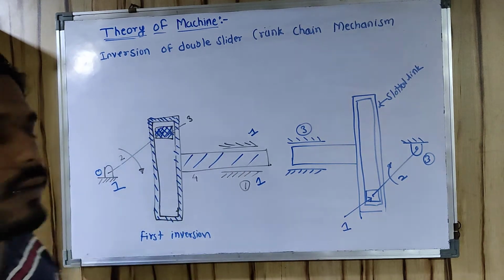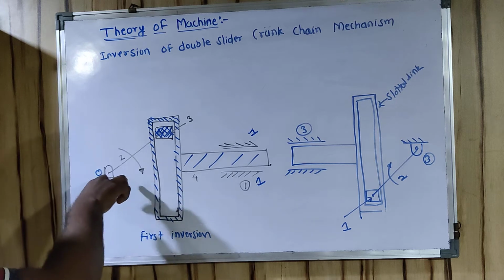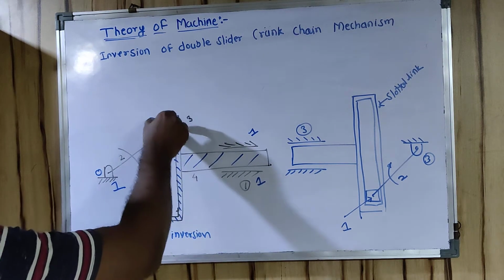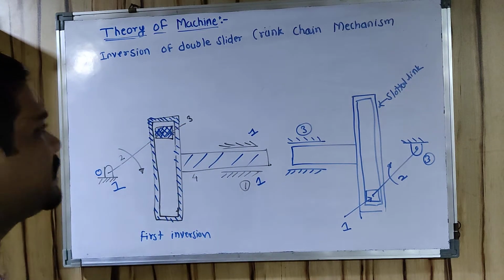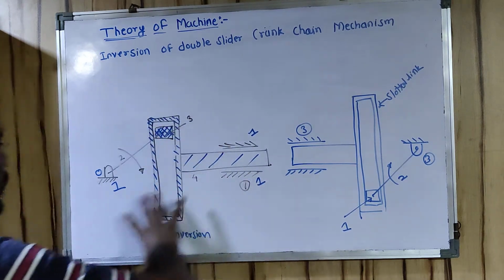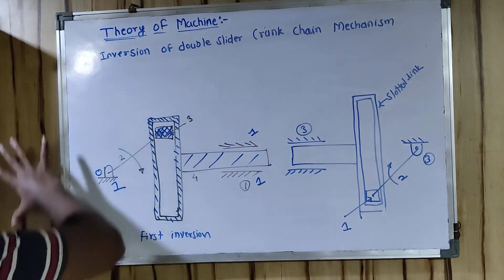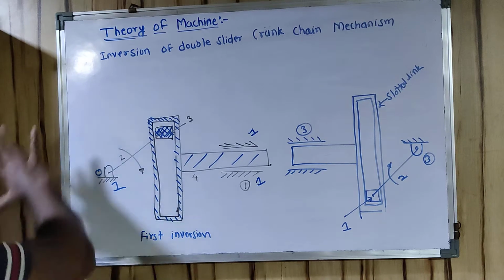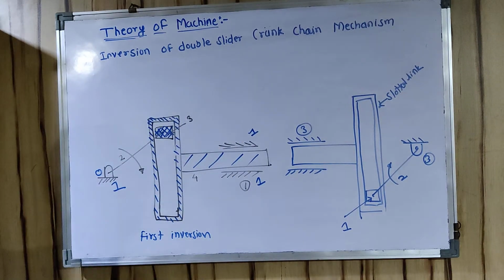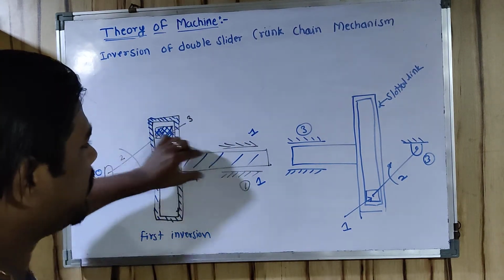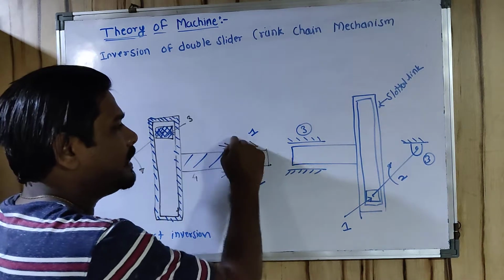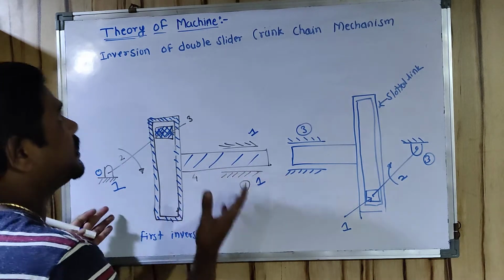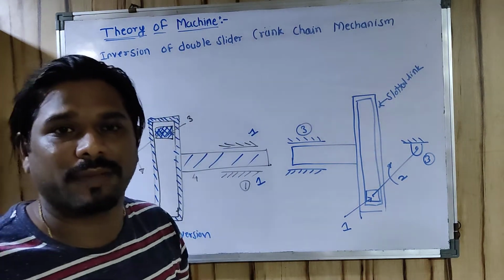Okay, this slider. When the driving crank rotates, this slider reciprocates or slides inside this slotted link in such a manner that the whole slotted link will rotate along with the slider. With the rotation of the slider and the slotted link, link number 4 will reciprocate inside the fixed link 1. This is my first inversion of a double slider crank mechanism.